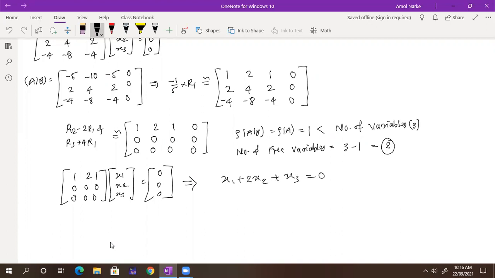Now we have 2 free variables. So you can put x1 is equal to, suppose, m, and x3 is equal to n. You can put anything. This implies your x2 is equal to minus m minus n divided by 2. Am I correct?